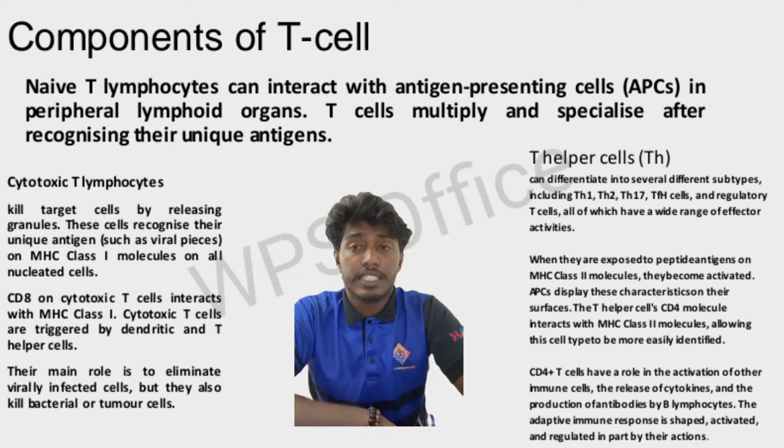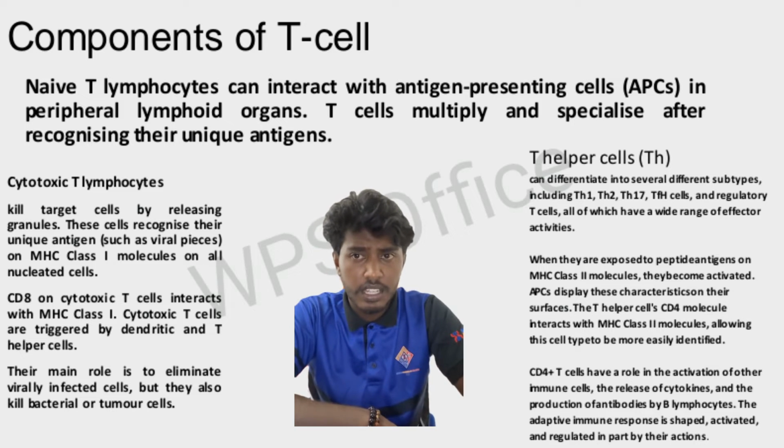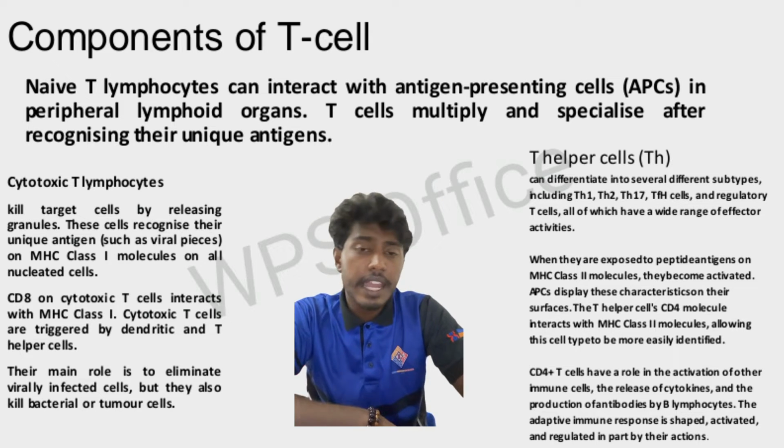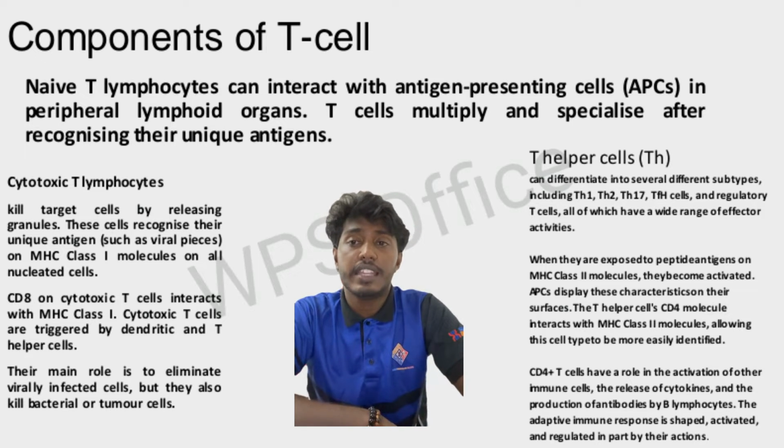So CD4 plus, as one of the components of T helper cells, has a role in the activation of other immune cells. They release cytokines, which stimulate lymphocytes and the production of antibody by the B lymphocyte. The adaptive immune response is shaped, activated, and regulated by their action.